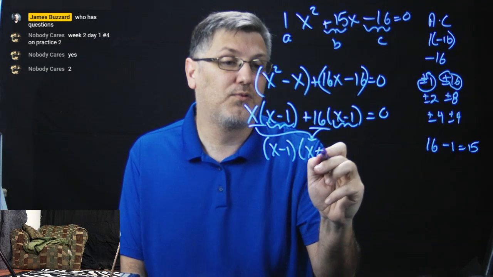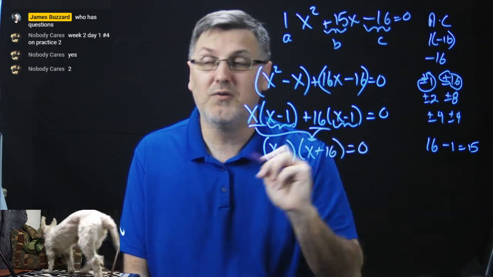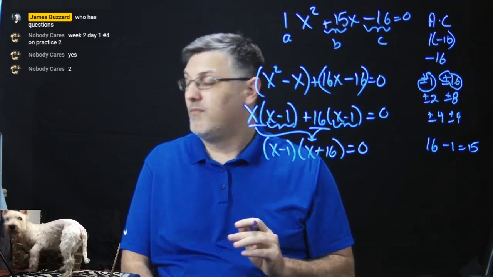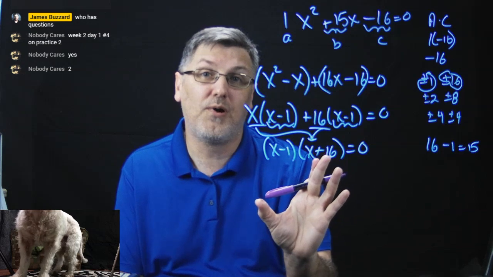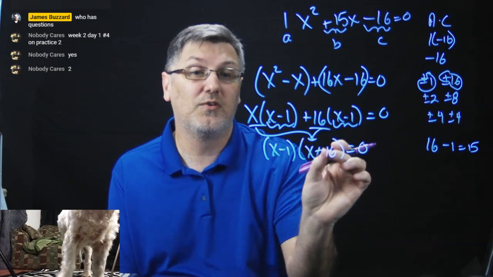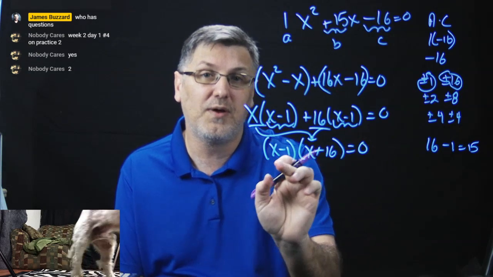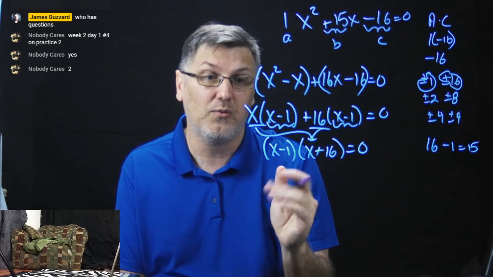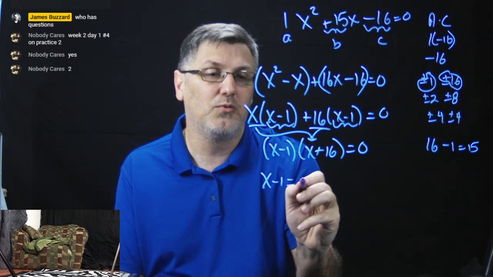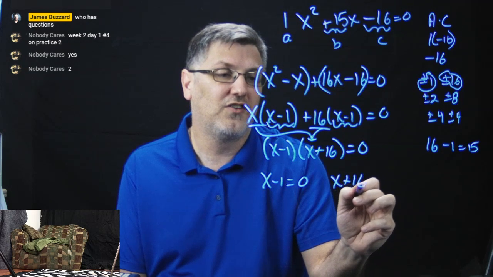This becomes x plus 16, and those equals 0. All right, from here, we're going to do a thing called the zero product property. We're going to take each term and set them equal to 0, because if this equals 0, it doesn't matter what number this is. And if this equals 0, it doesn't matter what number this is, because 0 times any number is 0. So we're going to do x minus 1 equals 0, and x plus 16 equals 0.